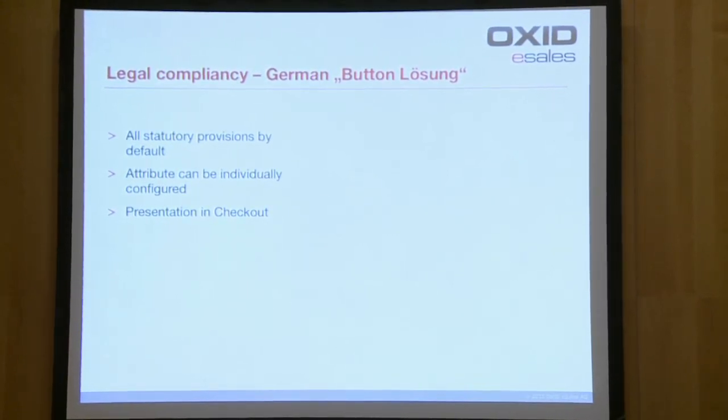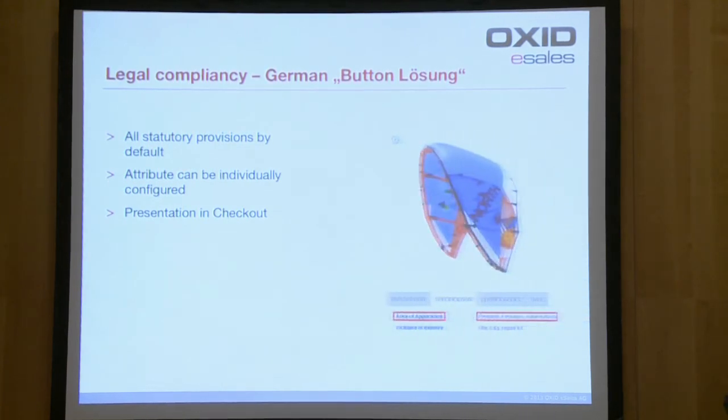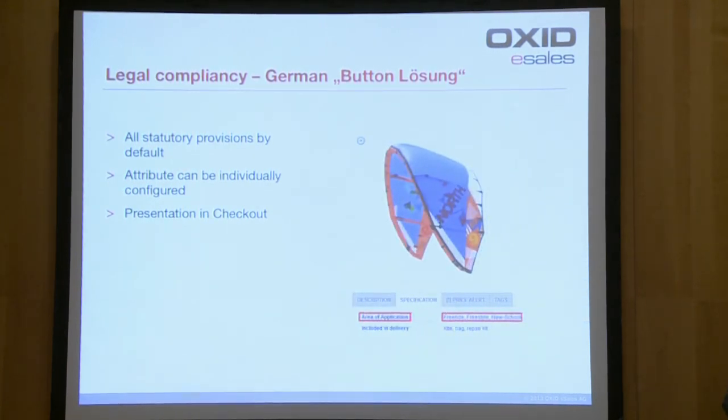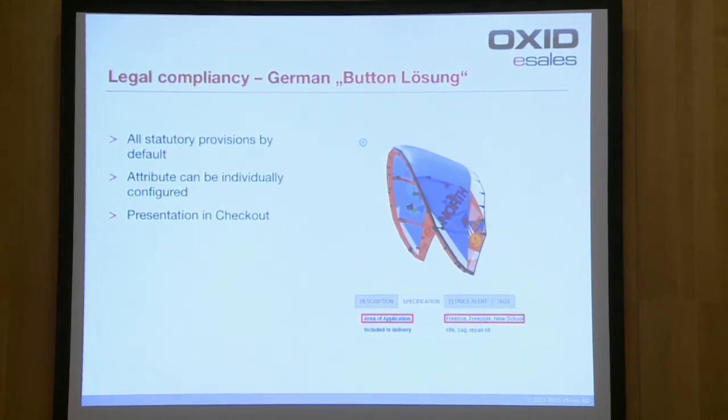A little bit more tricky, the German Buttonlösung. Not tricky in a technical way, but tricky in the legal way. There were a lot of fuzzy statements about what it should be, and there were several discussions about what exactly is part of it or not, what is the correct way of showing what the user needs to see. What we have done, and we checked it of course with legal experts, is that what we think the minimum standard of this law is now implemented by default.